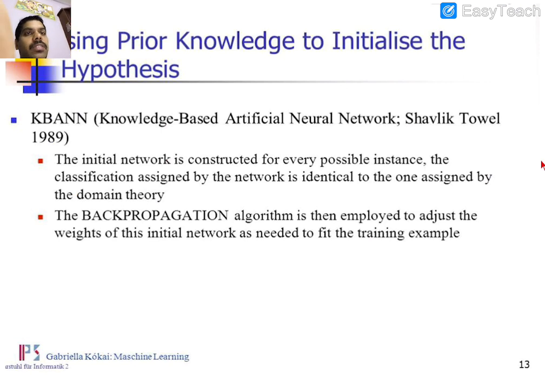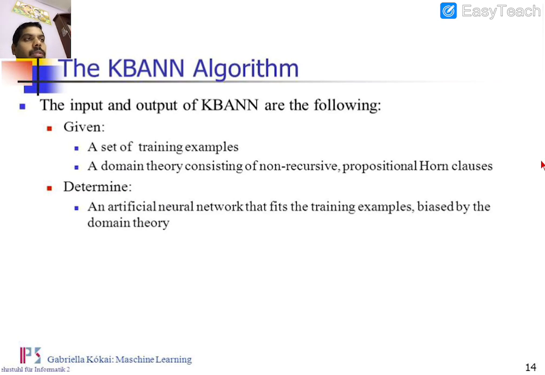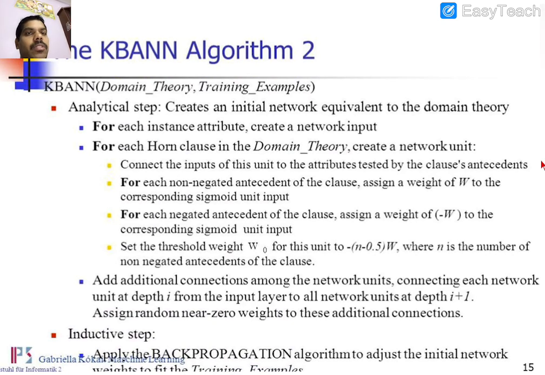And here what we have discussed: we use the background knowledge to initialize the hypothesis. There we discussed the KBNN algorithm, knowledge based artificial neural network. Using this algorithm, we defined how we can initialize the hypothesis space, and it is going to identify the problems with backpropagation techniques, and those are going to be overcome. And here, if you observe carefully, KBNN is going to have two steps: an analytical step and an inductive step. In the analytical step, we are going to identify the Horn clauses which are going to support the domain theory, and those are going to be added in the inductive step. These are the two steps.